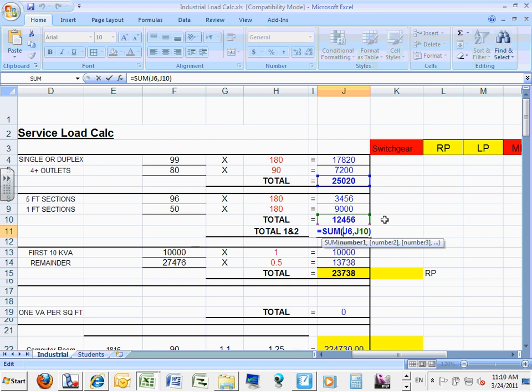Always, when you do math, I hope I'm not repeating myself, Eric, when you do math, always start with equal. And then you pick cell one plus cell two. Then it adds cell one and this cell two. Or sum if you want to. Can you guys see that?